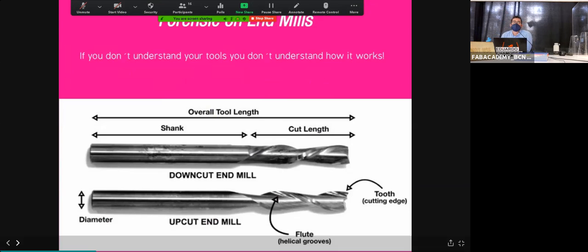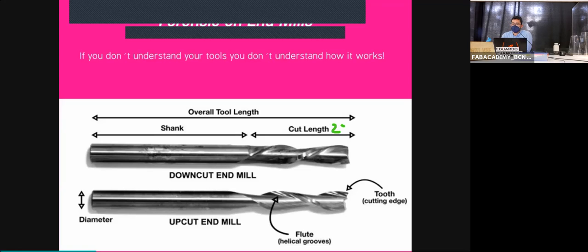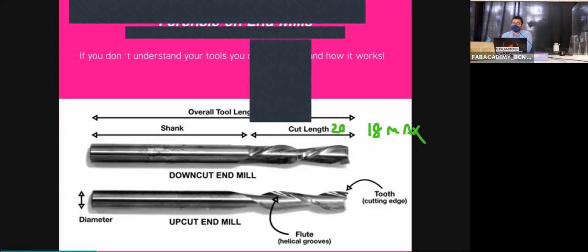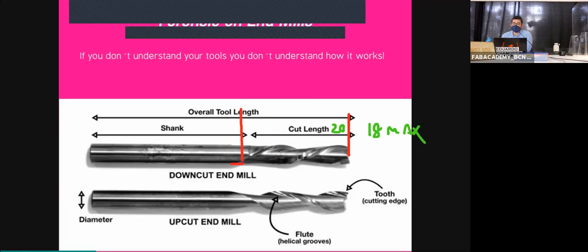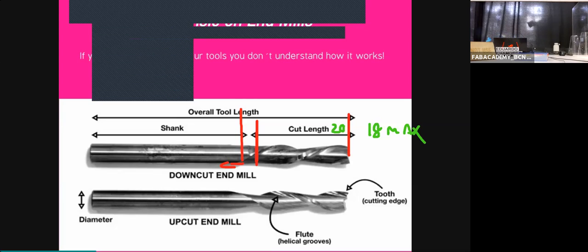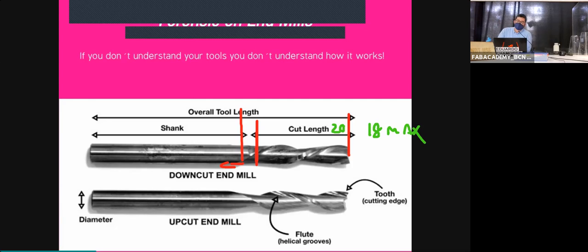So first is the cut length. This will determine the total depth of material you can cut. If your cut length is 20, it's recommended to only cut around 18 max of material. Why? Because if you are covering the tool with the material, the material cannot escape, cannot get out. So you need to leave a little bit of space so the material can get out, the cut material.